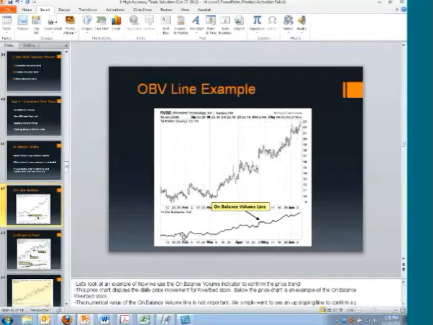And here's an example of the on-balance volume line in this lower chart right here for Riverbed Technology. And this is the OBV line right here. And generally, we just want to see this line sloping up to confirm a price uptrend in the daily price movement. So the sloping on-balance volume line confirms this price uptrend. And this is a great way to confirm the price uptrend.